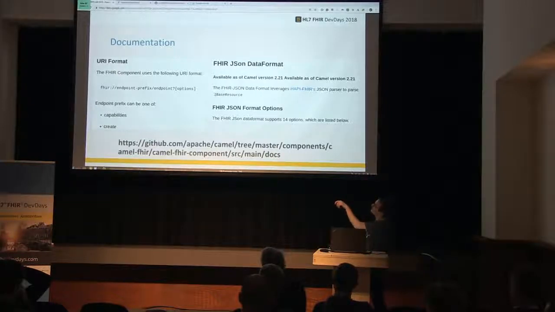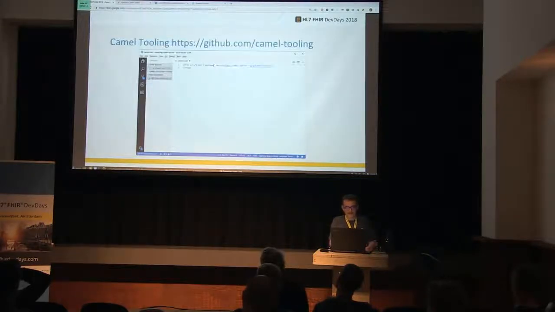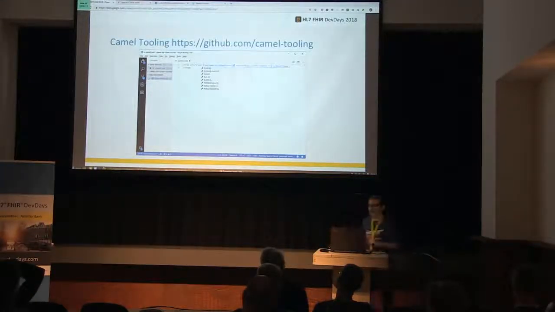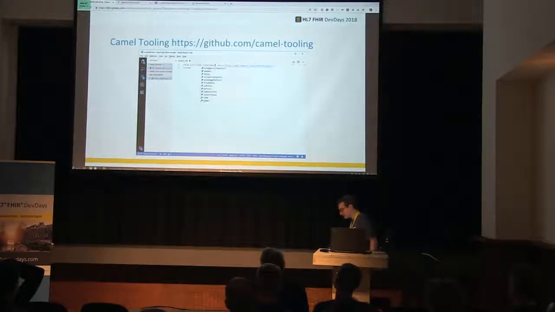So we have some documentation for every EIP. So for the component, you have a file, and for the data format, you have a file. Here there are 14 options or something for the JSON data format, right? So it's good to check out. But you don't really want to go back and forth between your code and the website, right? So one way to get around that is through tooling.